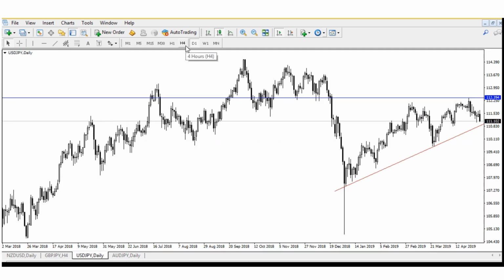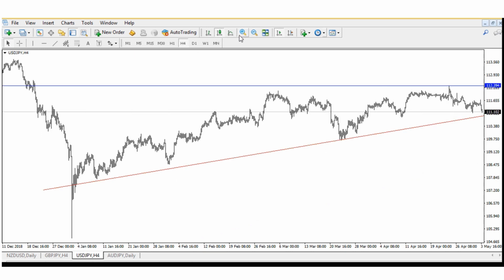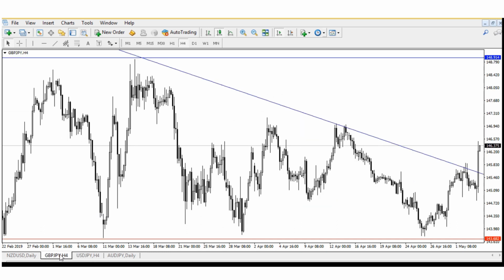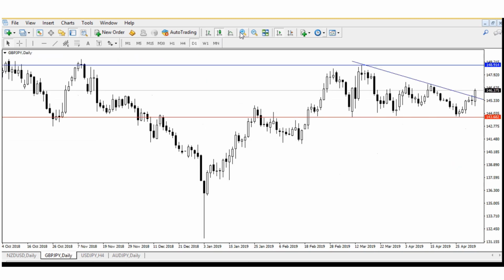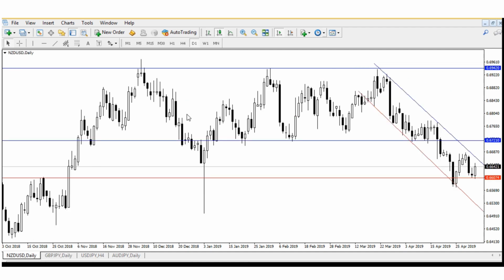Let's take a look at the 4-hour time frame of the USDJPY. Nothing really special is happening. And this is it also for the GBPJPY and the NZDUSD. Hopefully for the coming week, the market blesses us with some pips.